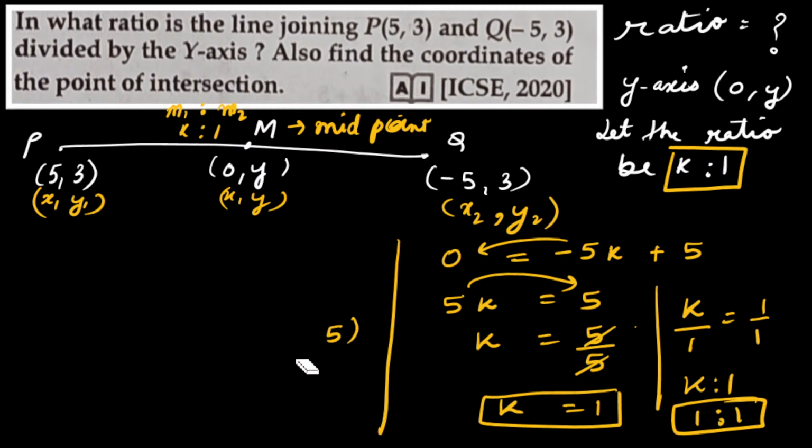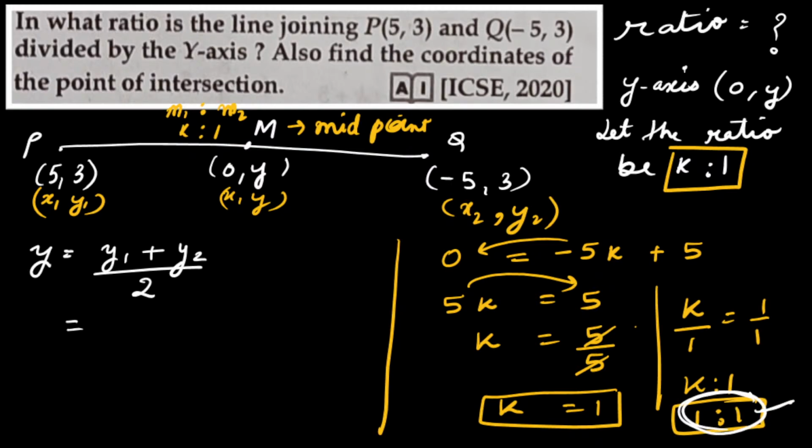Let us find the value of the y coordinate as well, because here they have also asked to find the coordinates of the point of intersection. Here M is the point of intersection, so I'll find the value of y. Since we know it's the midpoint, we can use the midpoint formula, y1 plus y2 by 2. Directly, if you want, you can use the section formula and substitute the ratio, but I am giving you a hint: because the ratio is 1 is to 1, M is the midpoint, so you can directly apply the midpoint formula.